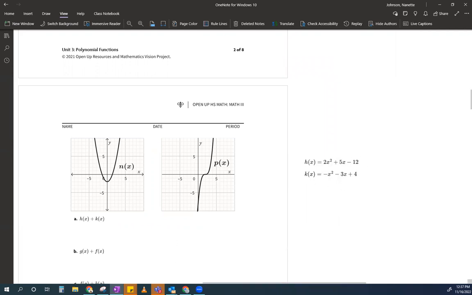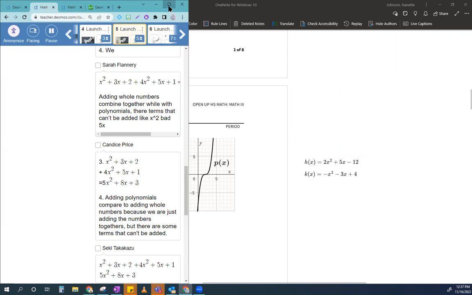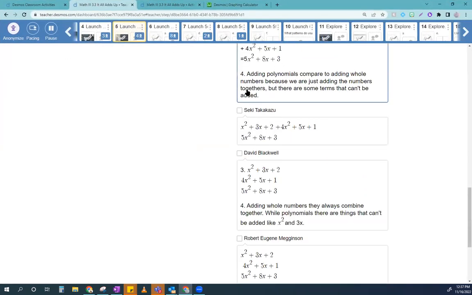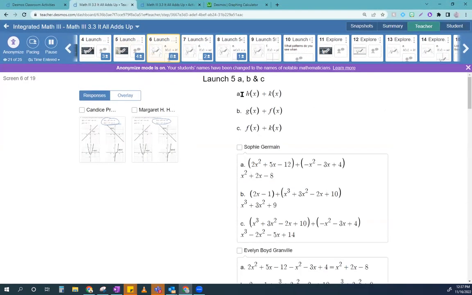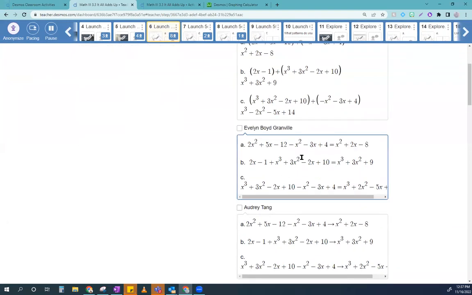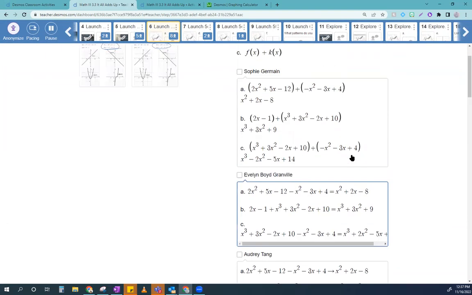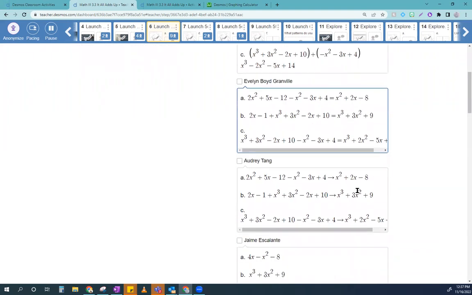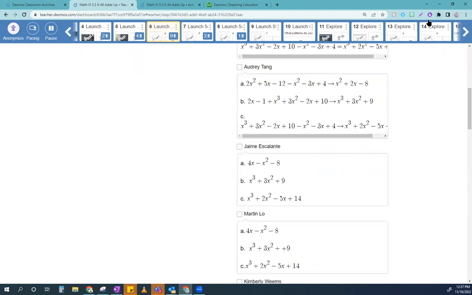Okay, take a second, peek at what my friends have put over here. This one. Let's see. Yeah, that's pretty beautiful. Whoever Sophie Germain is, you're perfect. Yes. Same with you, Evelyn. Yes, perfect. Okay, so a bunch of you got it perfect. X squared plus 2x minus 8.